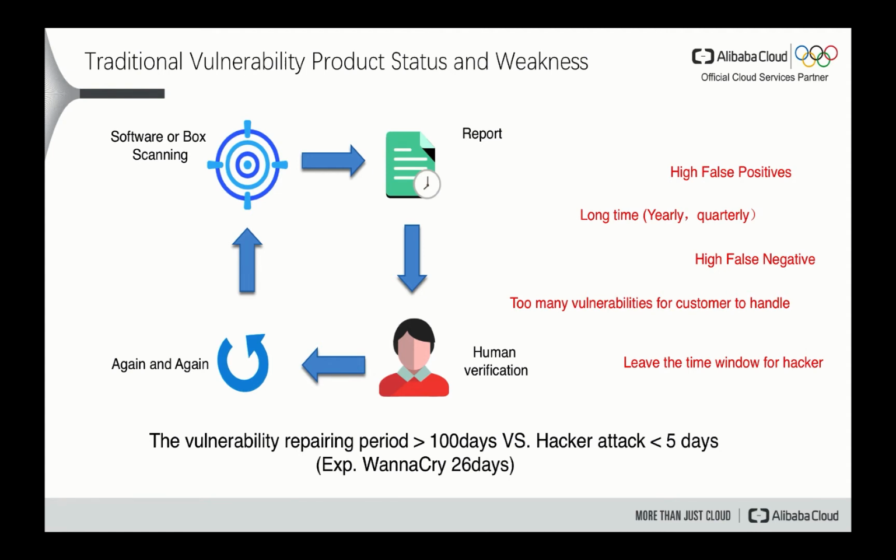So there are some disadvantages based on this kind of process. The first one is the high false positive. Sometimes it's not actually a problem, but it was reported as a problem because maybe the software itself, or the human was too cautious. And usually it takes a very long time, like several weeks. Usually we can think of a quarterly, even yearly repeat cycle.